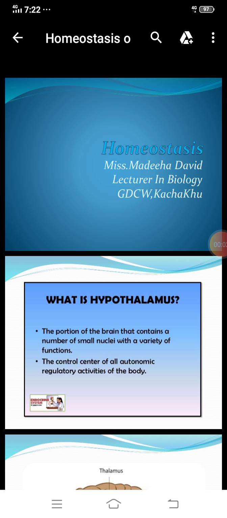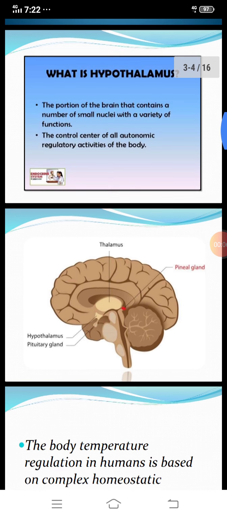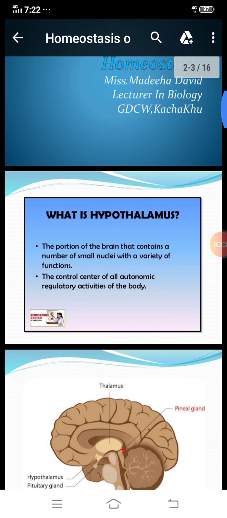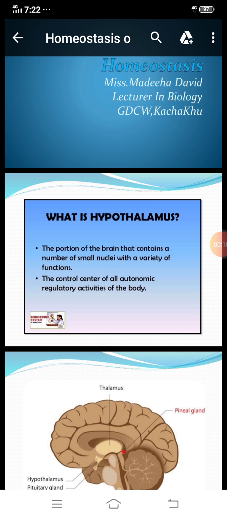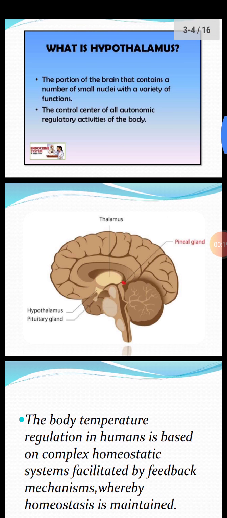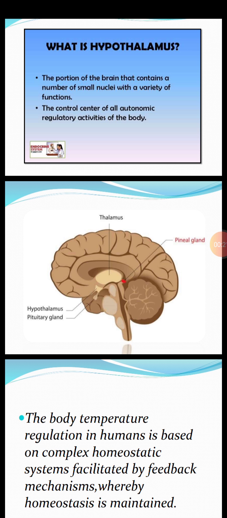Students, today in biology homeostasis, you will learn about thermoregulatory strategies. Number one is, what is hypothalamus? Hypothalamus is the part of the brain and its function is to control the body temperature. As you can see in the picture, the human brain is shown. There are different regions and hypothalamus is clearly shown.